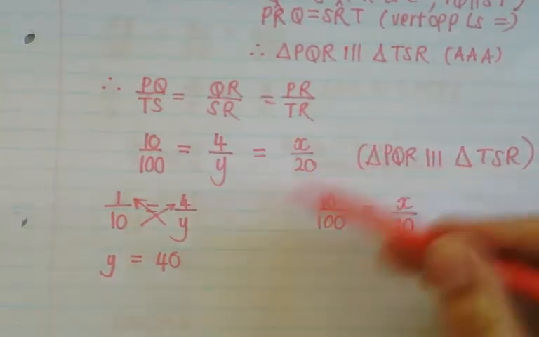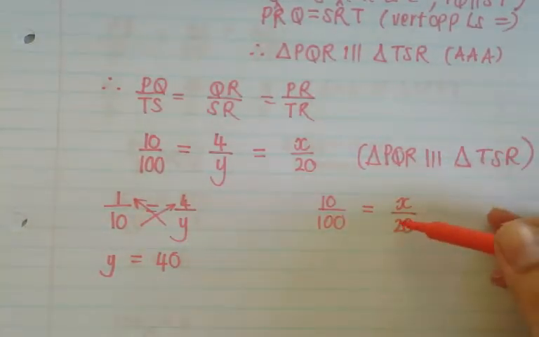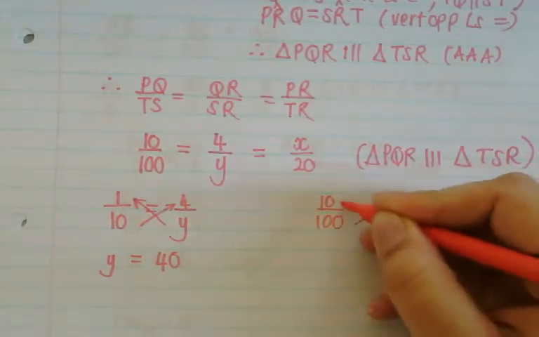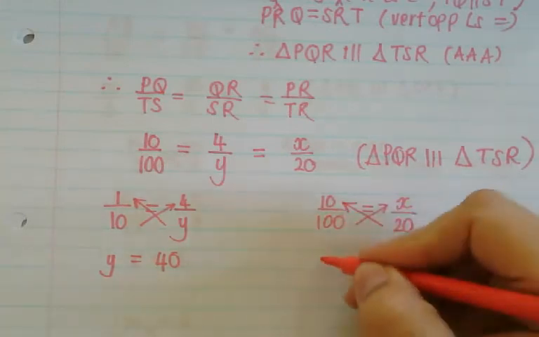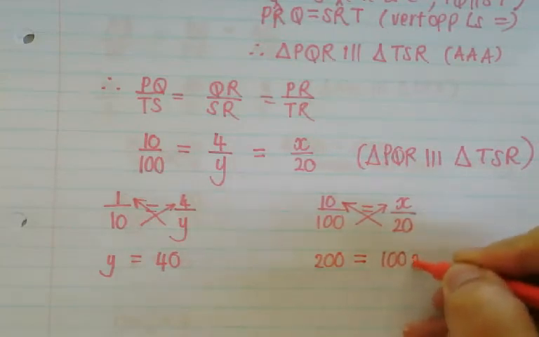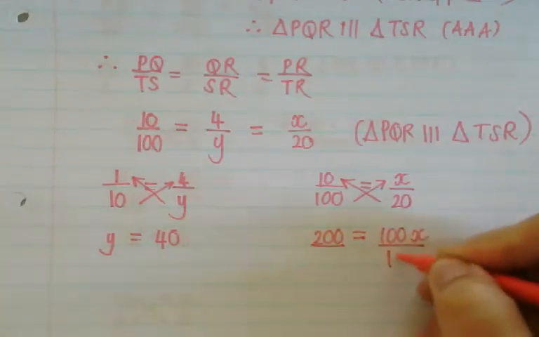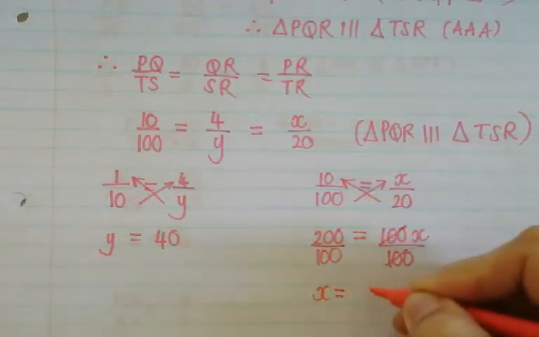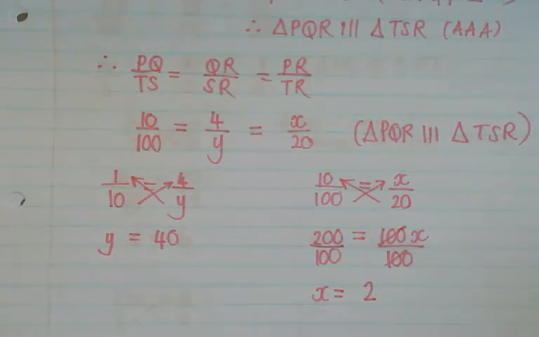In my second one here, I haven't done it, so you can decide which you prefer. For instance, now I'm going to have 20 times 10 is 200, 100 times x is 100x, dividing both sides by 100, x is equal to 2. So if you can simplify the fraction, you are allowed to, but that doesn't mean that you have to.